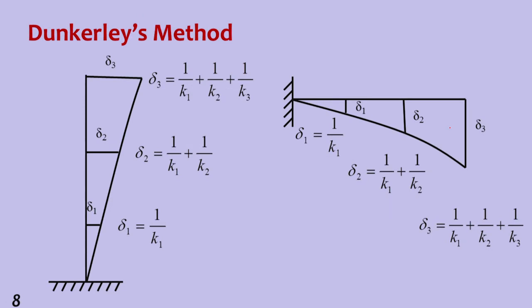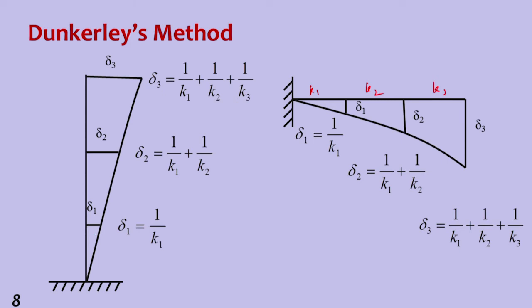Now how do we estimate these delta 1, delta 2, delta 3 flexibility coefficients? As you can see in this structure, we need to find delta 1, delta 2, delta 3. There is K1 here, K2 here, K3 here. Delta 1 is 1 by K1, delta 2 is 1 by K1 plus 1 by K2, delta 3 is 1 by K1 plus 1 by K2 plus 1 by K3.